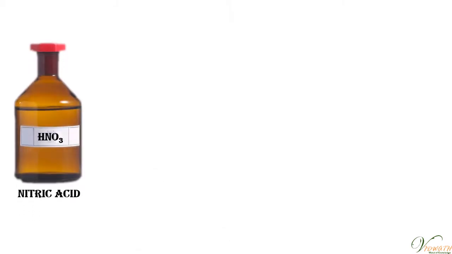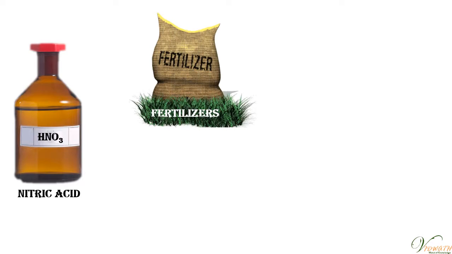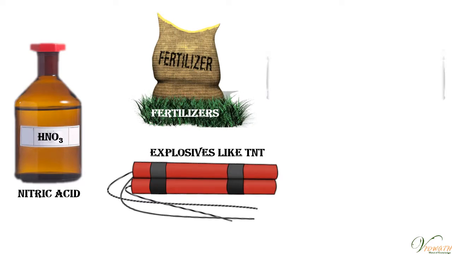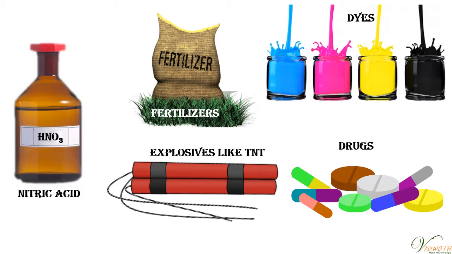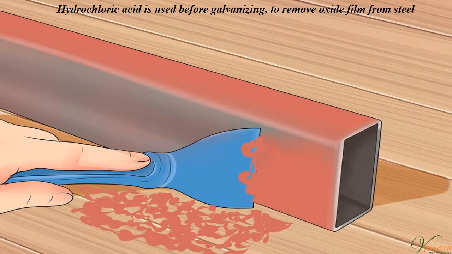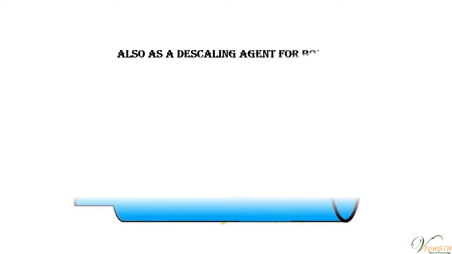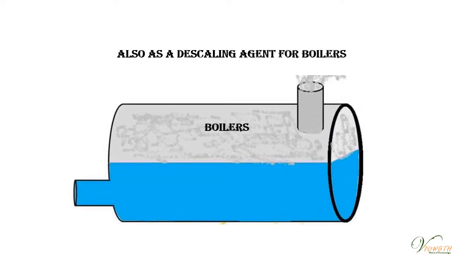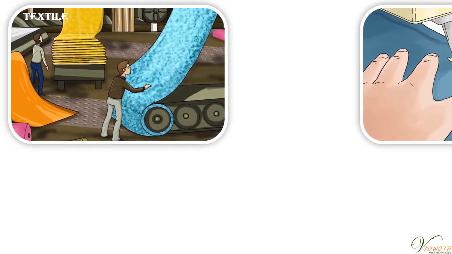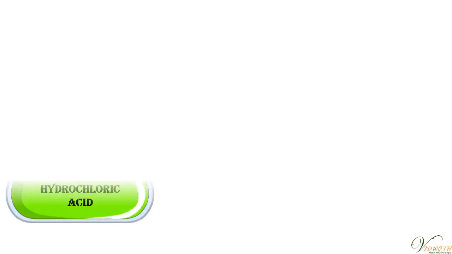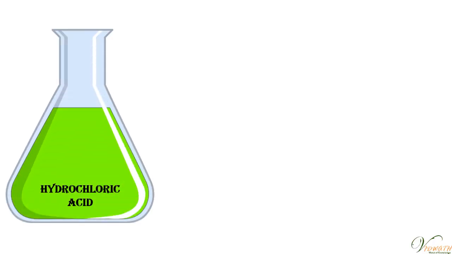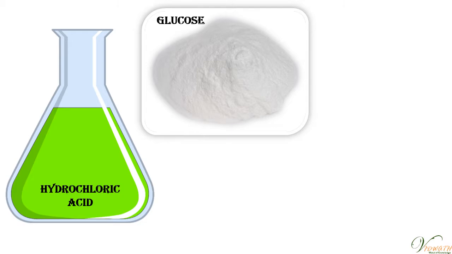Nitric acid is used in the manufacture of fertilizers, explosives like TNT, dyes and drugs. Hydrochloric acid is used before galvanizing to remove oxide film from steel and also as a descaling agent for boilers. It is also used in the textile, leather and food industry. Hydrochloric acid is used in the manufacture of glucose from cornstarch.